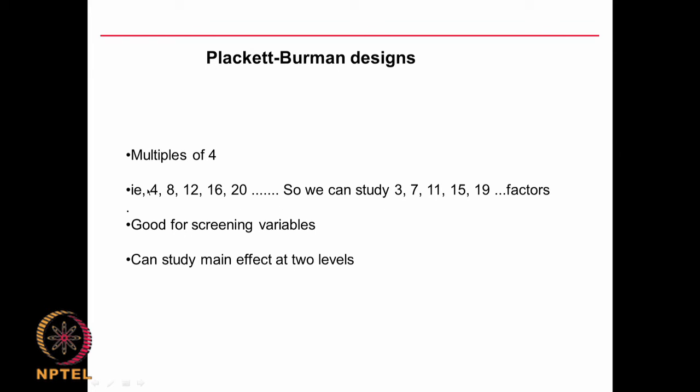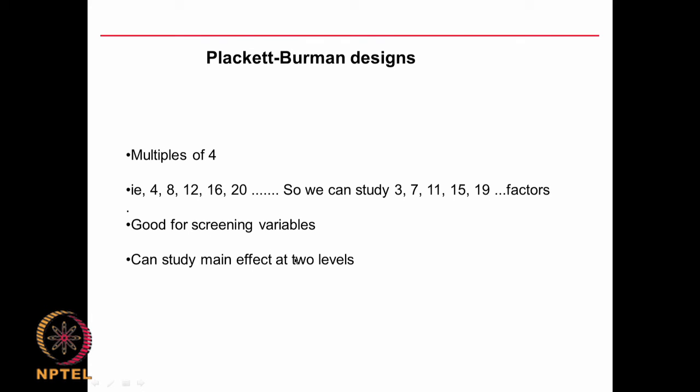3 factors can be studied with only 4 experiments. It will give you the main effects. 7 factors can be studied with 8 experiments. It will give you the main effects. 11 factors can be studied with 12 experiments. So, it is extremely good. Quickly we can screen out factors, and ideally if you have say 3, 7, 11, 15, 19, all you have to do is 4 experiments, 8 experiments, 12 experiments, 16 experiments and 20 experiments. Okay. So, it is extremely good for screening variables, a large number of variables we can study.